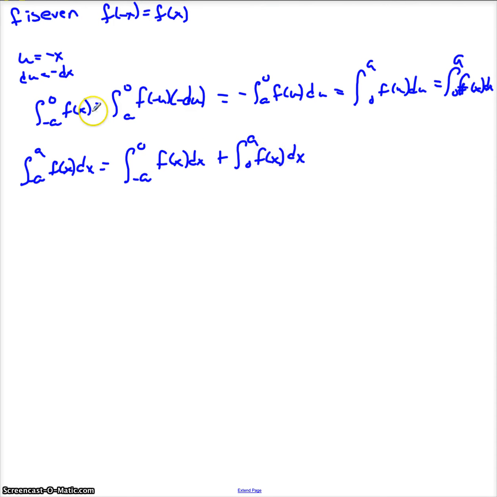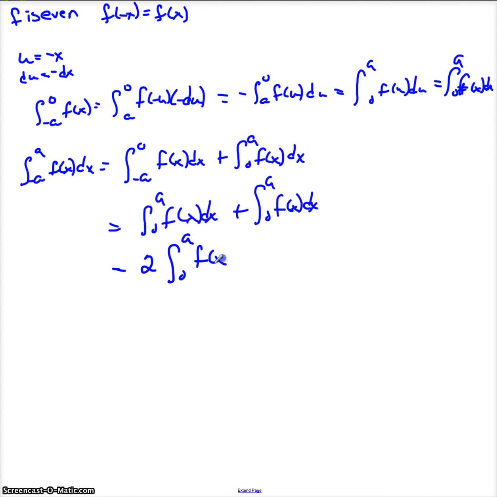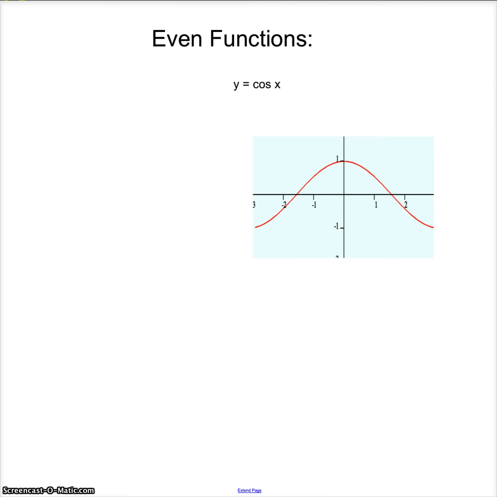Now, we've just shown that this is equal to the integral from 0 to a of f of x dx. Now, these two are the same thing. The proof for the odd one is the same. You only will have an extra negative sign in here, and things will wind up adding to 0. Now, let's look at an even function. Let's just look at an easy one.